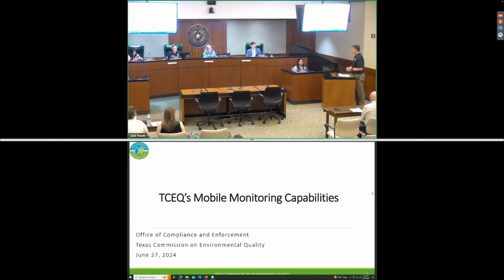And when we say mobile monitoring equipment, that includes everything beyond our stationary air monitoring network. So it includes handheld monitoring equipment, as well as our mobile vehicles. And many thanks to the legislature for the appropriations which we've been given for that mobile monitoring fleet. And this morning, I'm going to discuss each one of those pieces of equipment.